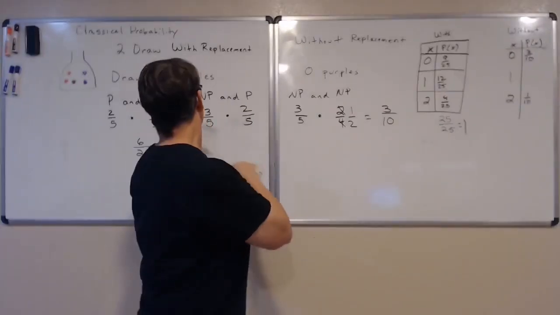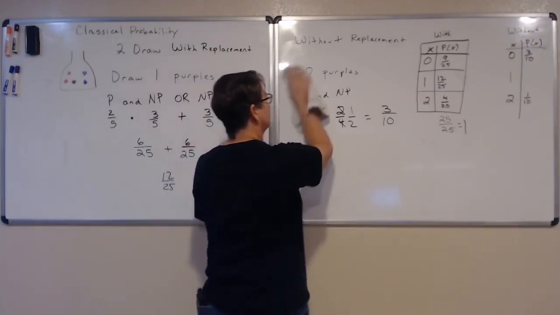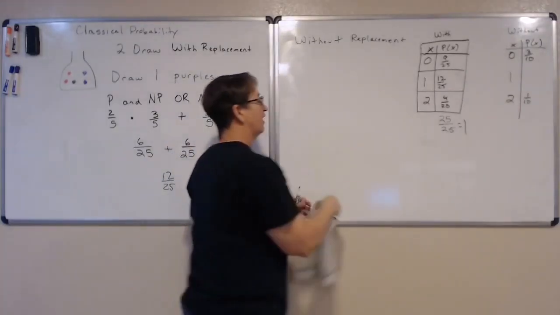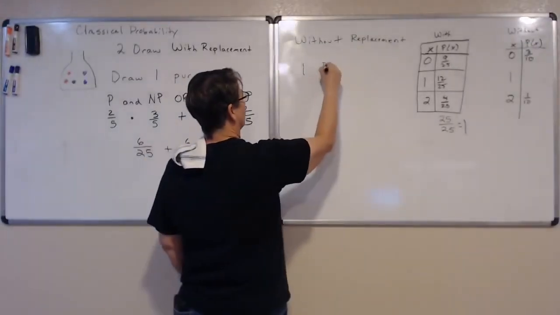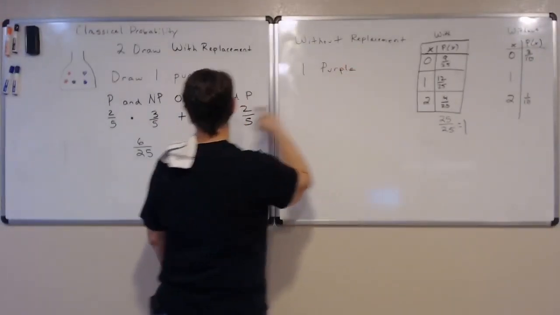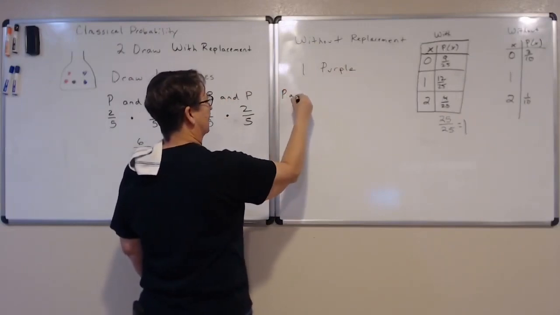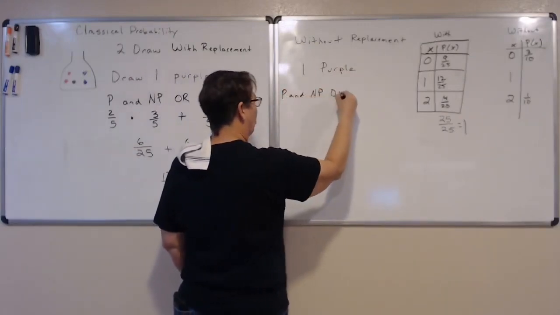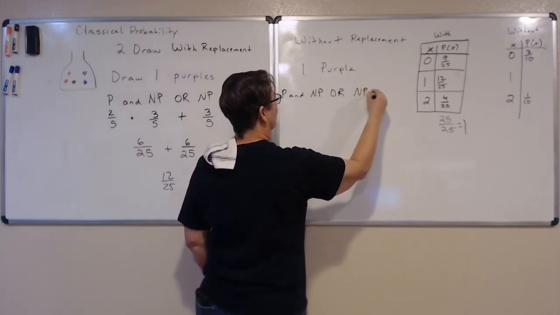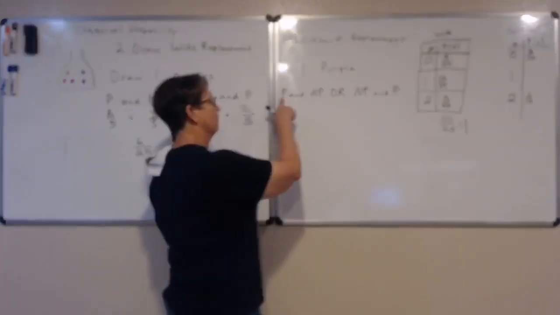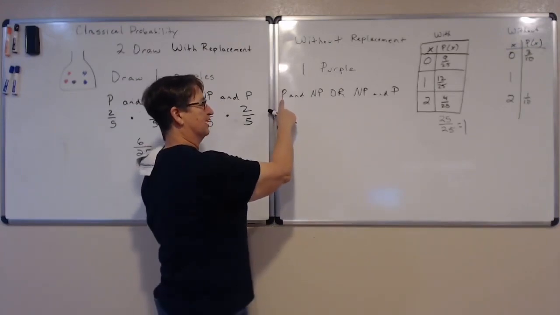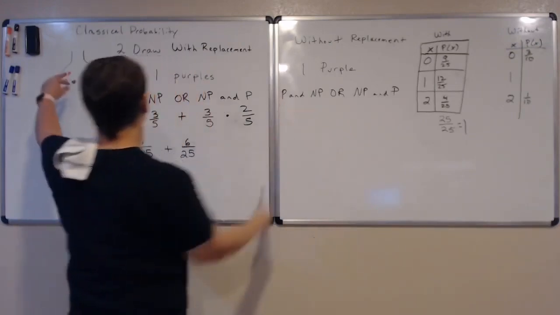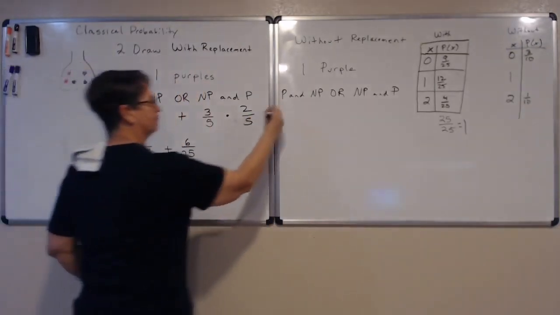Okay, so now let's do it for without replacement. And how does that change things when I do without replacement? So still 1 purple. Still the same setup, purple and not purple, or not purple and purple. So now the probability without replacement, the probability that I get a purple on the first draw, well, it's still 2 out of 5.